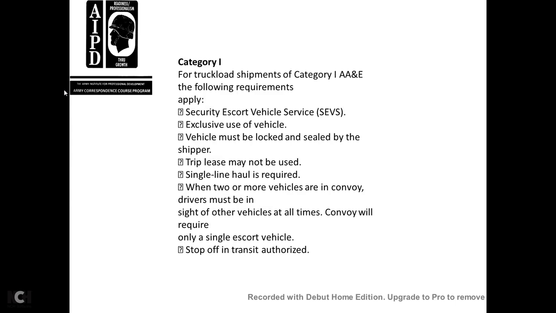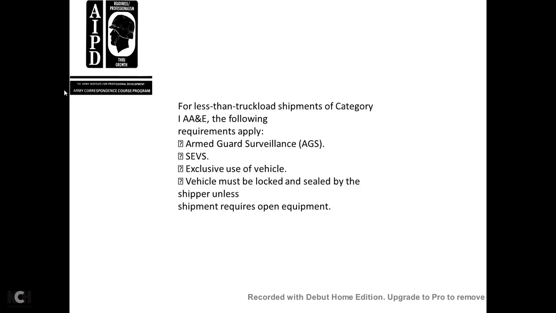Category 1, truckload shipments. For Category 1 arms, ammunition, and explosives, the following requirements apply: security escort vehicle services, or SEVs. Exclusive use of the vehicle must be locked and sealed by the shipper. The triple lease may not be used. A single line haul is required. When two or more vehicles are in convoy, the driver must be inside one of the other vehicles at all times. A convoy will require only a single escort vehicle. Stop off in transit is not authorized.